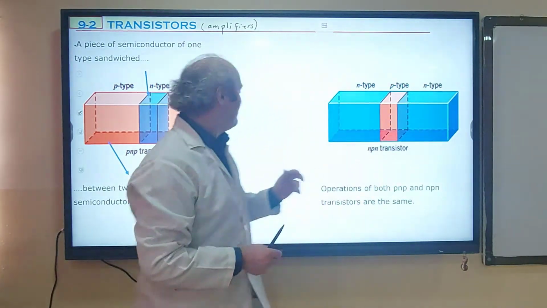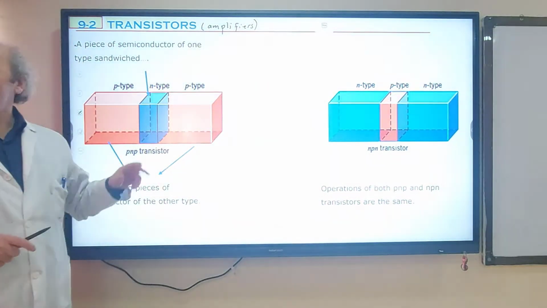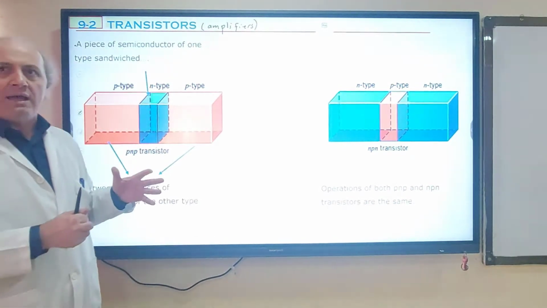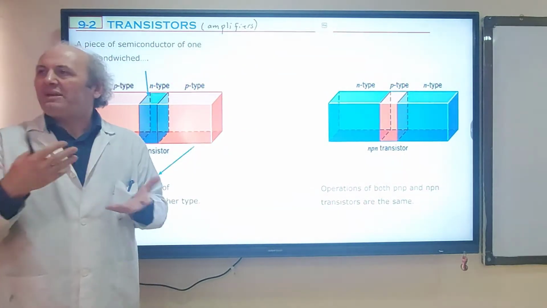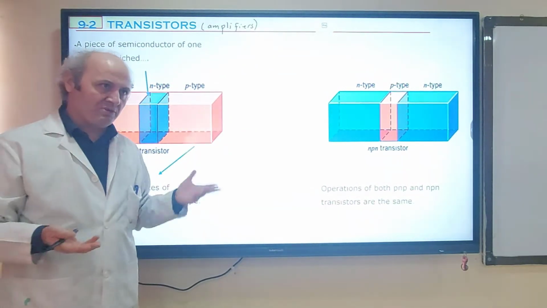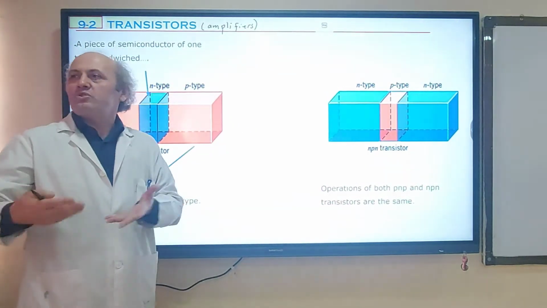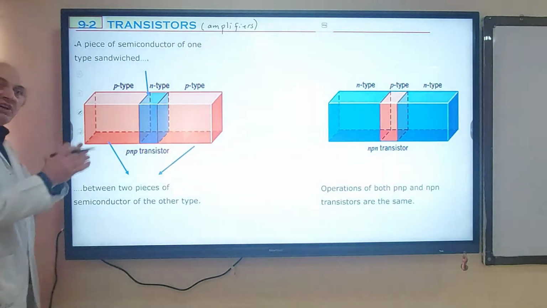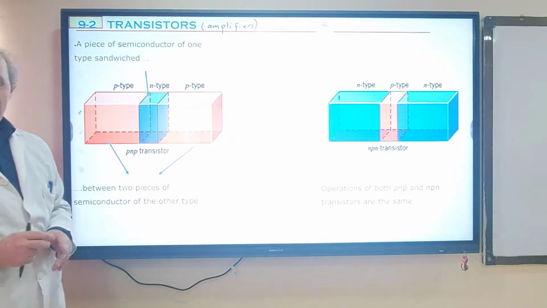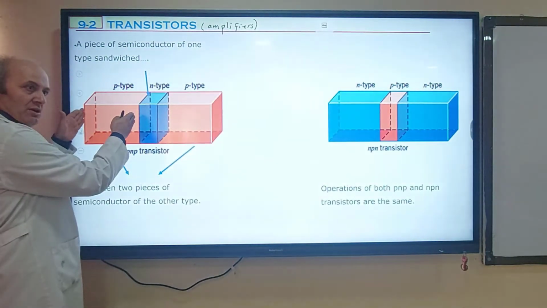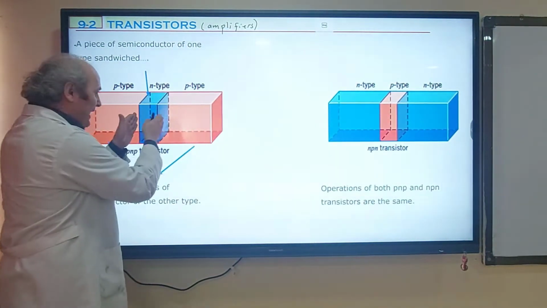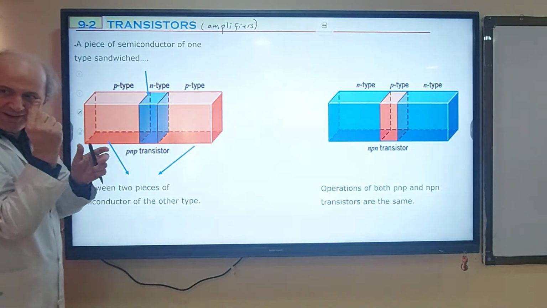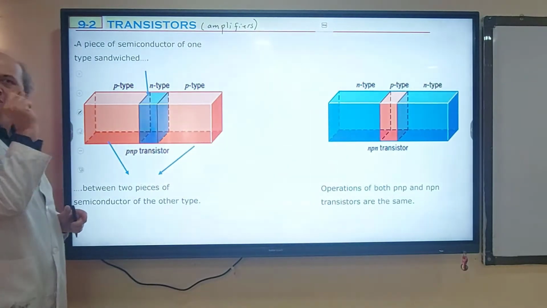NPN, PNP. In your book, the PNP type is explained, but basically they have no big difference in their operations. Both can be used in electronic devices. But when you check their size, you are going to see that P-type is larger in size than N-type, because you sandwich it. Yeah? The sandwiched one has a smaller size. N-type is smaller in size.